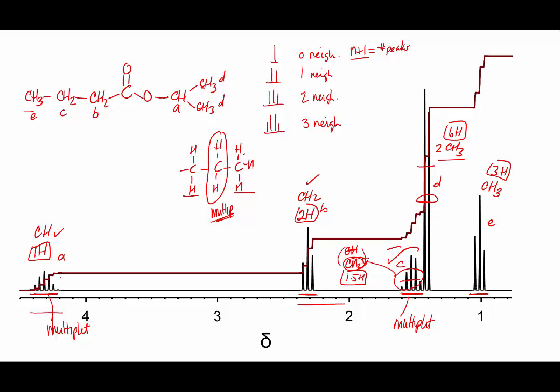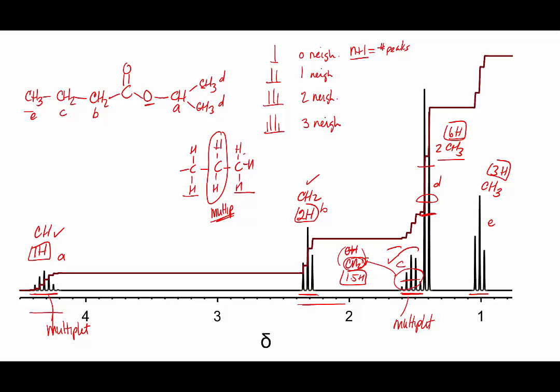So for carbon A, it's at 4 to 5 parts per million, which means it's next to an oxygen. It's a multiplet, which means it's in between two groups, and its integration is 1, so it's a CH. It's attached to two equivalent CH3s, so that's these. They have an integration of 6. They're equivalent. They have as neighbors 1 hydrogen, which they do, so that matches up.